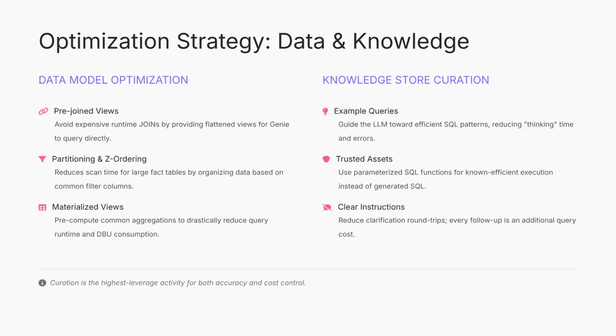Optimization strategy, data and knowledge. This is where curation becomes your superpower. Data model side. Build pre-joined views. Add partitioning and Z-ordering. Create materialized views for common aggregations. Knowledge store side. Add great example queries. Define trusted SQL functions and parameterized queries. Write crystal clear instructions. Every improvement here makes the LLM generate faster, more efficient SQL, which directly cuts your DBU spend. Curation is hands down the highest leverage activity for both accuracy and cost control.